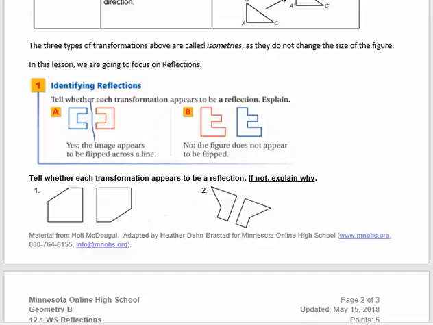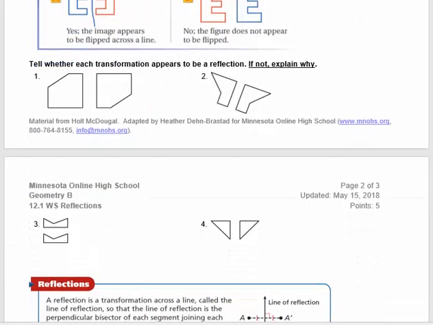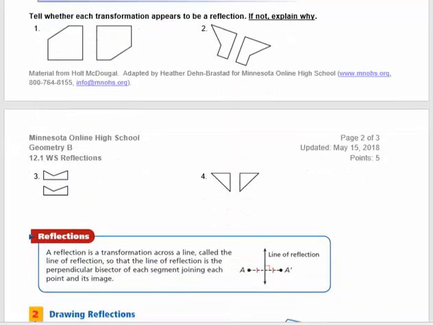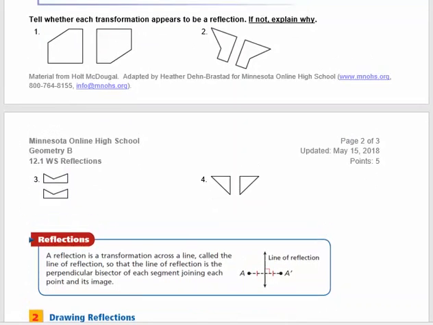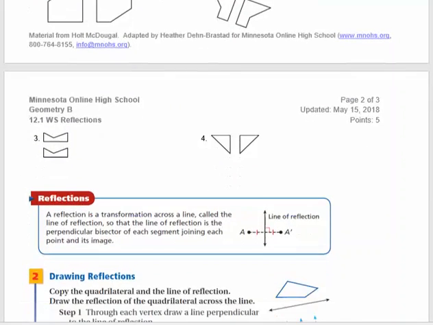So for the first few problems, you just have to answer yes or no. But if you say no, say why it's not a reflection. For example, in number 3, I would say no. This figure does not appear to be flipped. It appears to be moved or translated instead. So just yes or no, and there are 2 no's, and you can say why they are not a reflection.